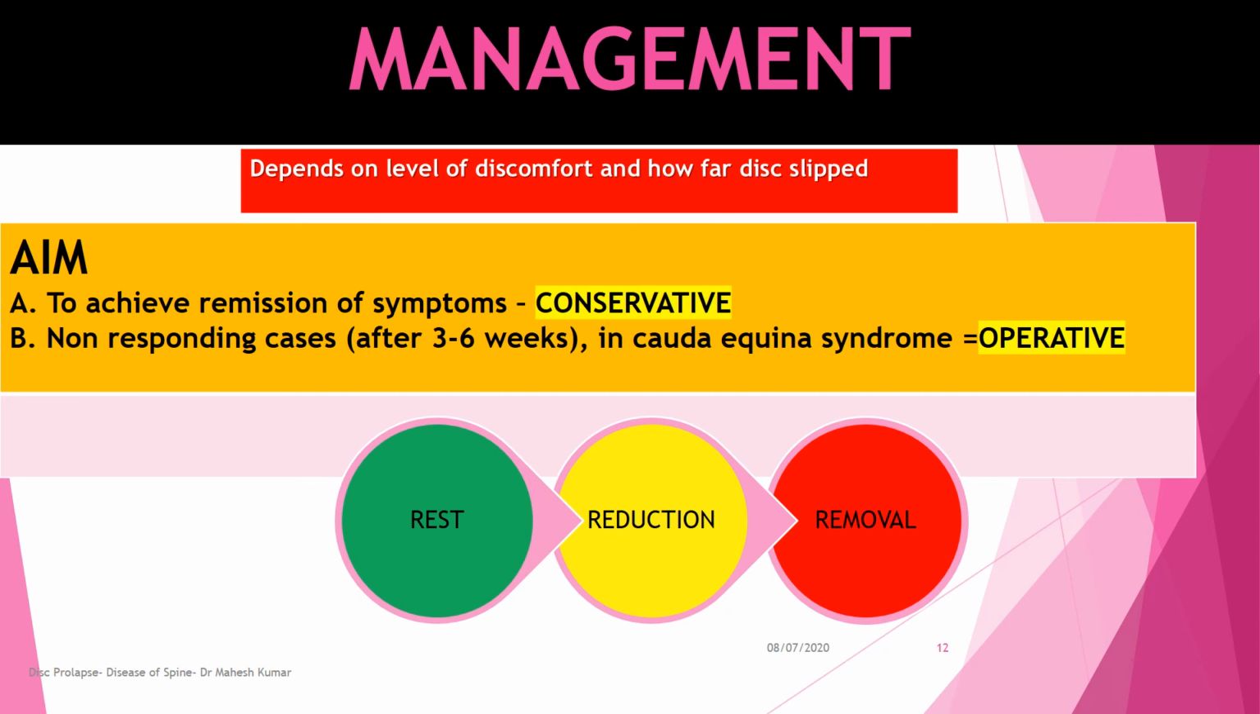Removal is indicated for disc removal in cauda equina lesion, neurological deterioration, persistent pain and signs of sciatic nerve tension, and the level of prolapse is found by CT and MRI. The three methods of surgery adopted are partial laminectomy, microdiscectomy, and percutaneous discectomy.